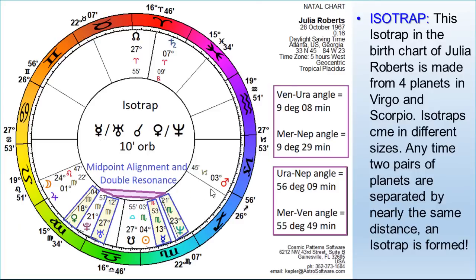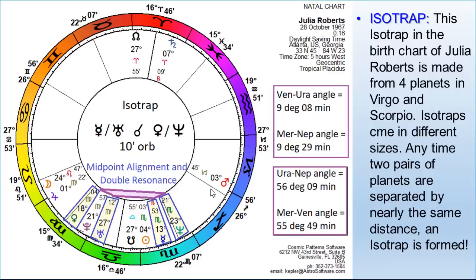So I believe that the orbs for isotraps are very small. It might be as small as only a half degree for the midpoint to midpoint alignment, which is a 1 degree difference in the angular distances between the pairs of planets. Okay, so that is the isotrap.